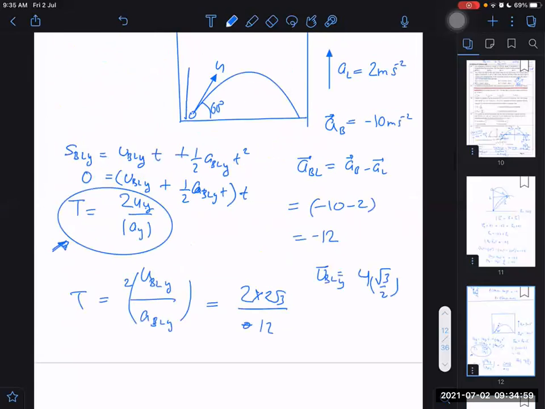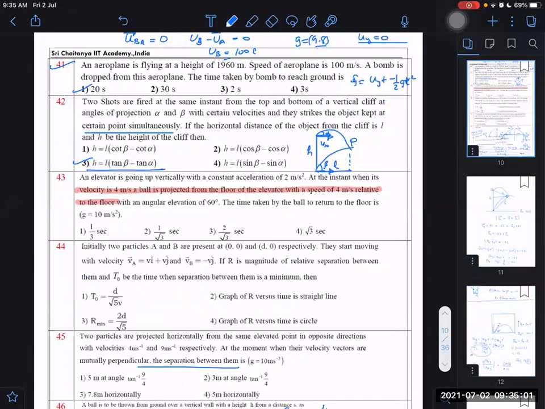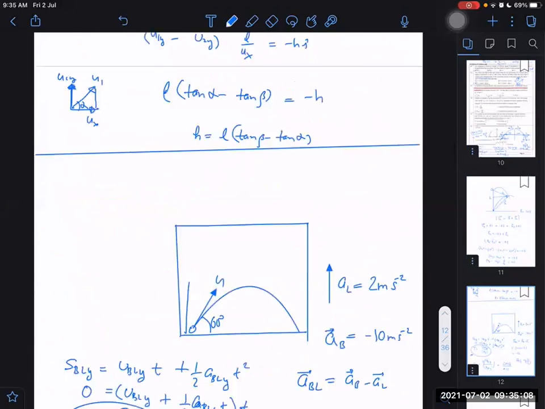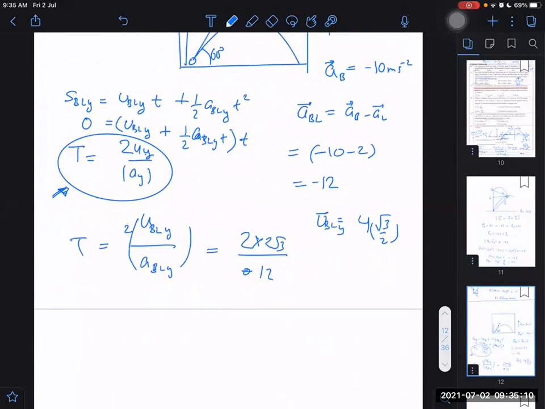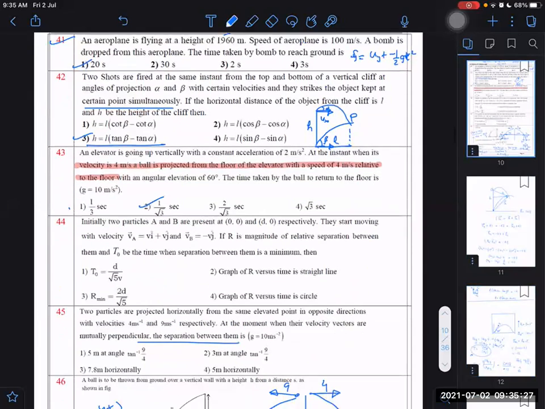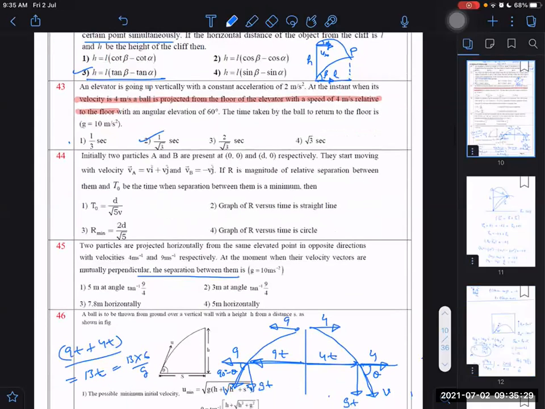Is it matching or not matching? Let us check once. What answer are they giving? They are giving 2 by root 3, I think. What is our answer? Our answer is not 2 by root 3. Our answer is 1 by root 3. So the answer should be 1 by root 3, which means the answer is not this option. The answer is the second option; they also give option 2, so it is right.